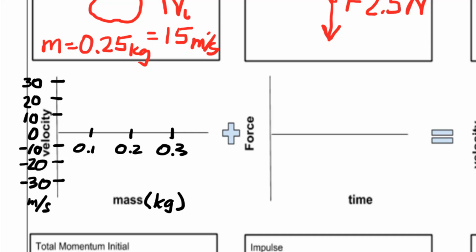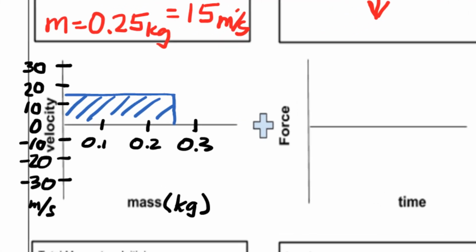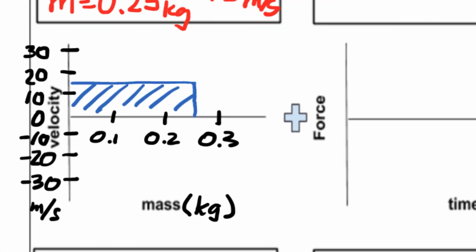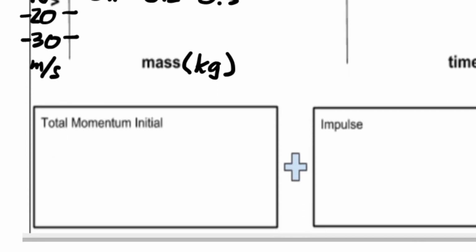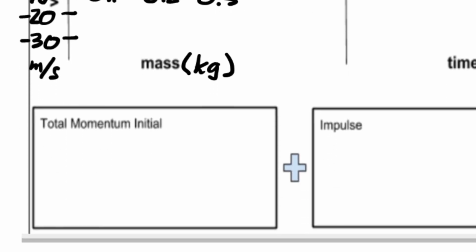Let's go ahead and calculate that total momentum. My total momentum will be represented by the area of this rectangle, which will have a height of 15 meters per second and a width of 0.25 kilograms. We've done that graphically. Let's go ahead and do it numerically.